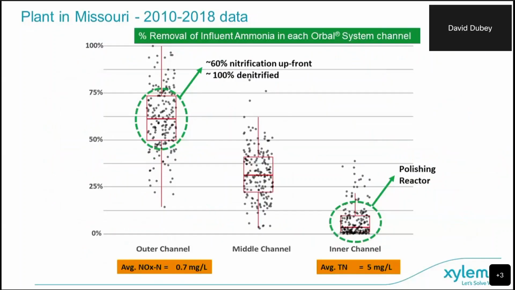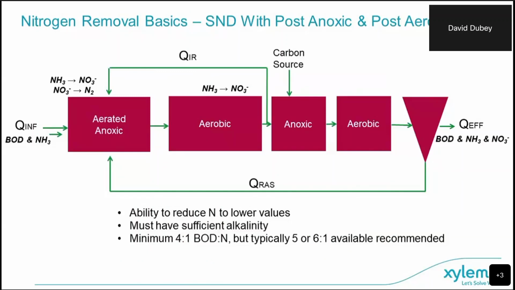Here's another one, a plant in Missouri. We got 8 years worth of data to try to quantify how much S&D we're doing. We were getting about 60% nitrification in the first reactor, and basically all of it's denitrified. Our average nitrates in the first channel are only 0.7. And then by the time we get to the end, our TN is about 5. If we do post-anoxic or post-aerobic on an S&D type system, we can get it to even lower values.